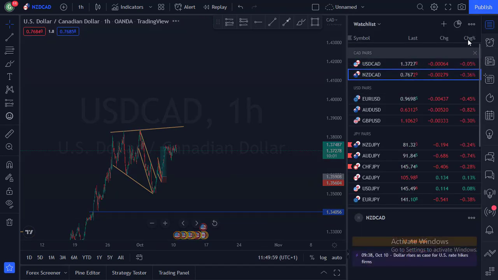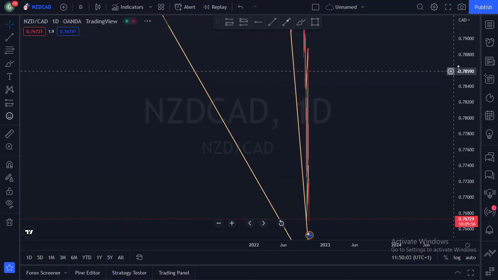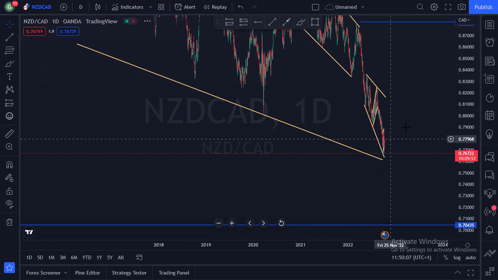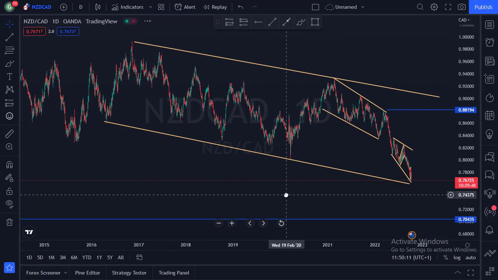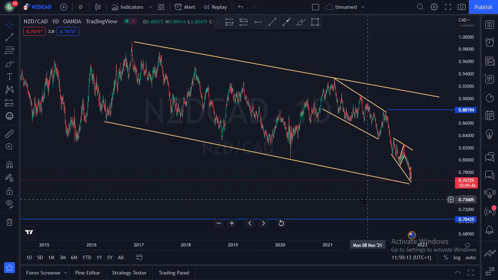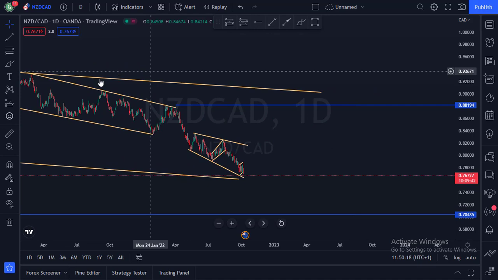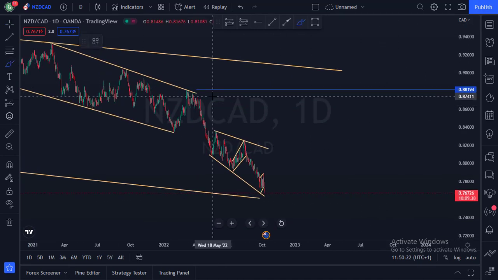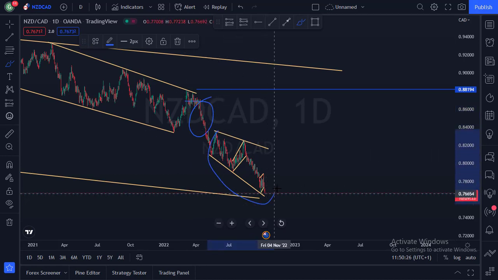Now on NZD CAD, my bias here is actually mixed, because looking at the higher time frame, I was expecting, based on this descending channel, for price to continue to the upside. But if you look at this closely, you realize that there was an impulse that's not paying attention to this descending channel on the larger part. You realize that there was an impulse here. After that impulse, I see the whole of this as a correction.